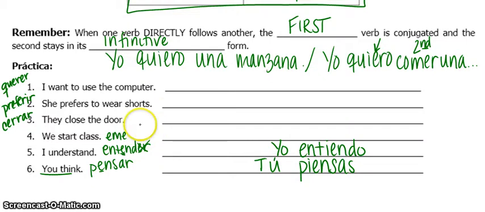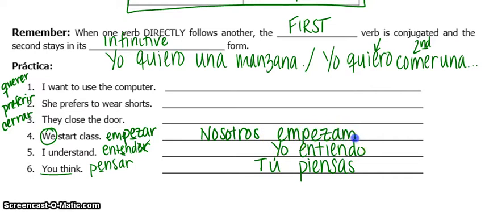Looks like I spelled empezar wrong. The E right before the ending is going to change, except we're in the nosotros form. Nosotros empezamos. Good. And we're going to practice these all individually, but this is just how they work all together. Número 3, they close, cerrar. This is the E right before the ending. They close. The ellos is optional. La puerta. Muy bien.